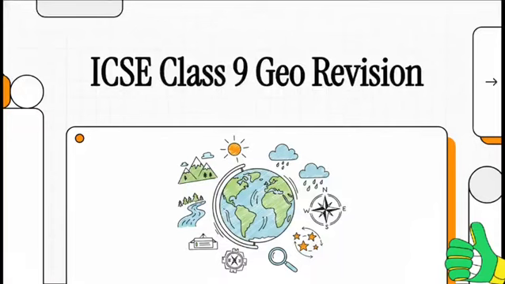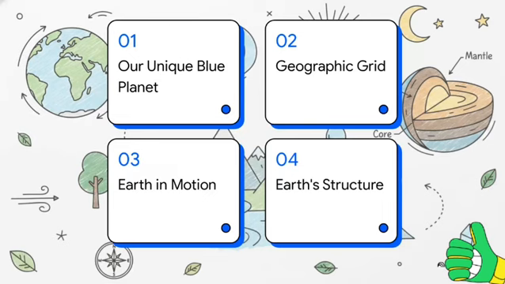All right, let's get straight into this explainer. If you've been staring at your textbook feeling totally overwhelmed, take a deep breath. We're doing an ultimate rapid-fire revision of the first 4 chapters of your ICSE Class 9 Geography syllabus for tomorrow's exam. We're going to lock down the absolute essentials so you can walk in there and ace this paper. Here's our game plan for today.